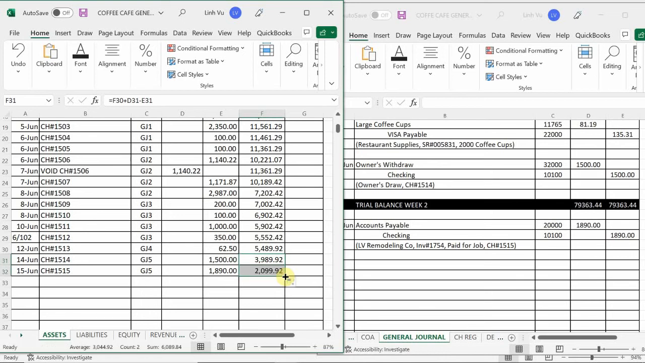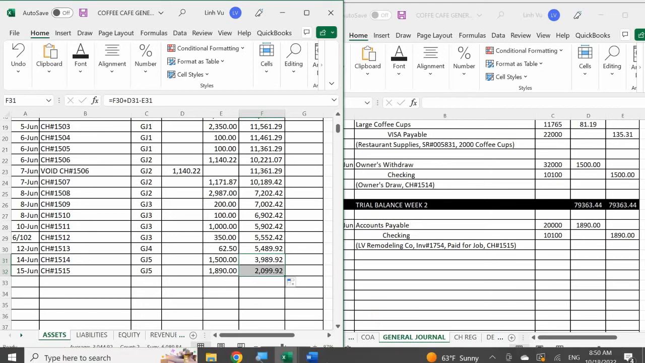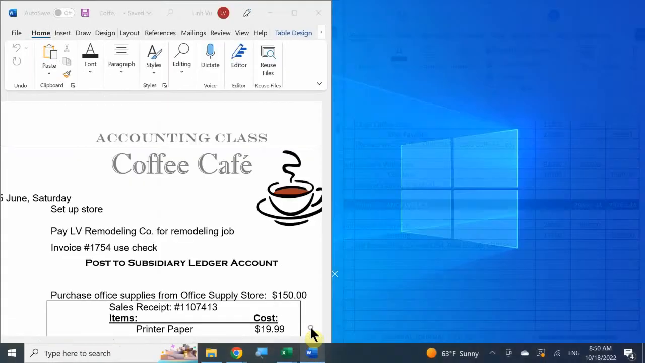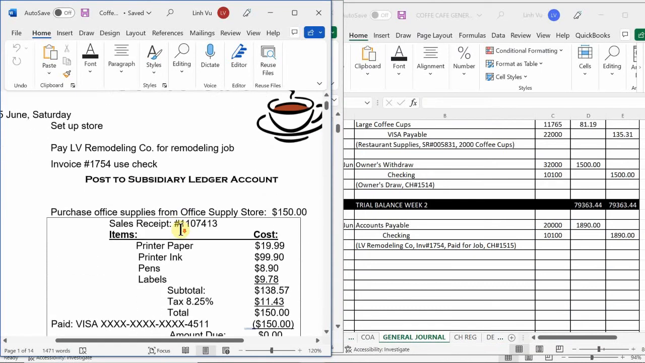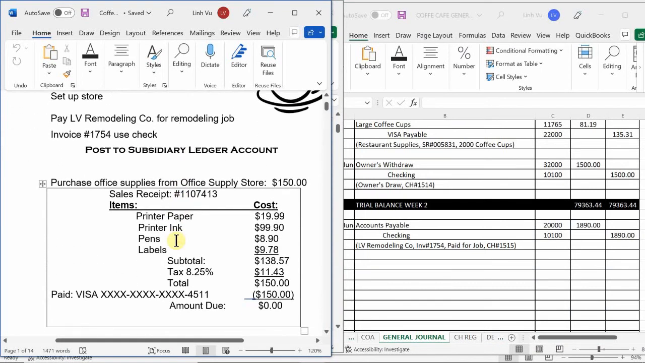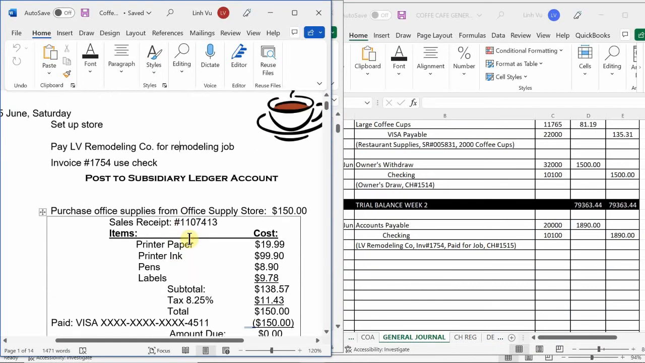Good. We already did the subsidiary ledger, so that should be it for this transaction, right? This doesn't have to do with inventory. So we are done. Excellent. Next scenario.